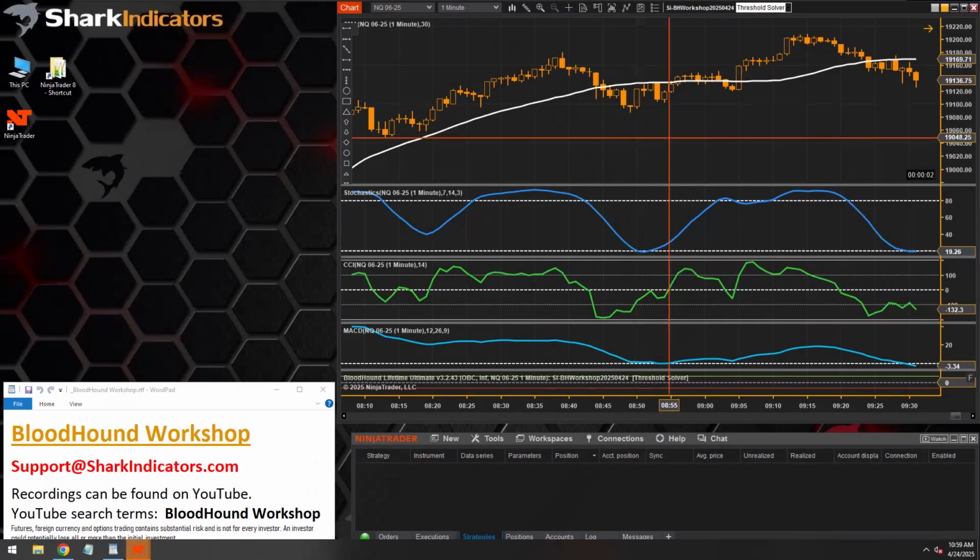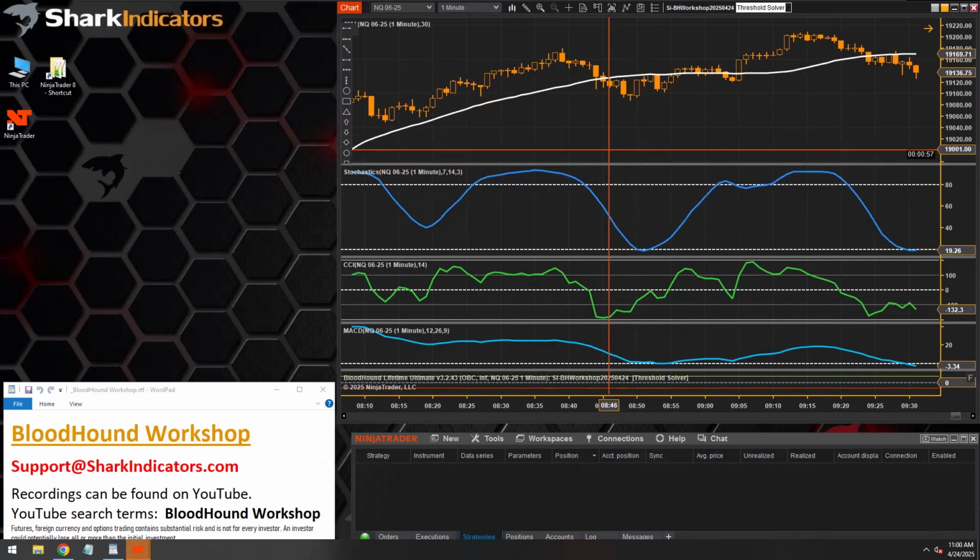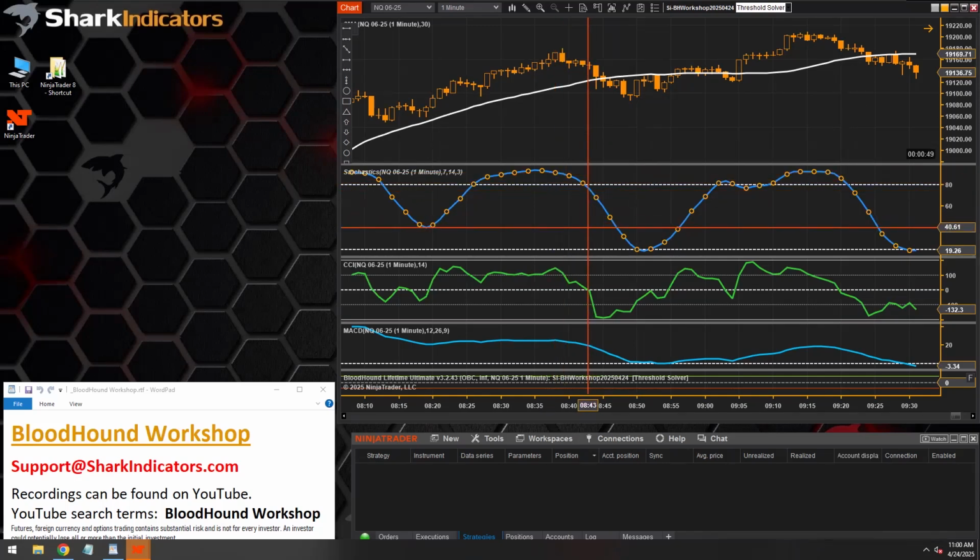Tutorial here on the threshold solver. So essentially, the threshold solver identifies when an indicator is above or below some threshold level, right? Usually you just hear people say, well, do something when the stochastic is above the 80 level. Well, that 80 level is a threshold level, some threshold at which you take some kind of action.